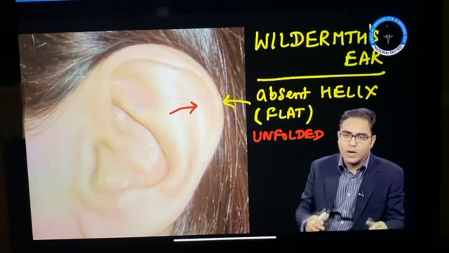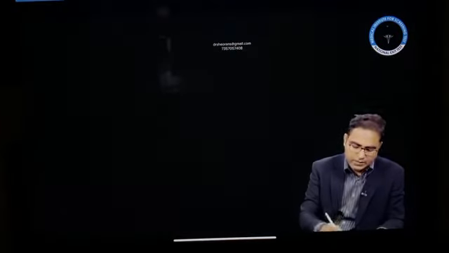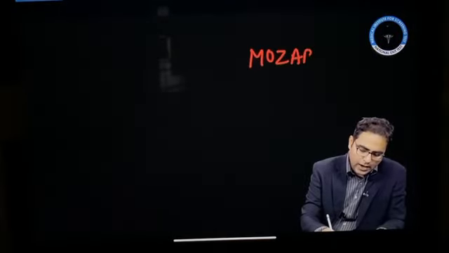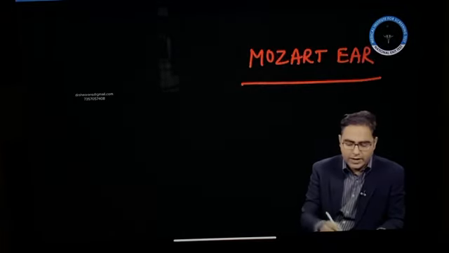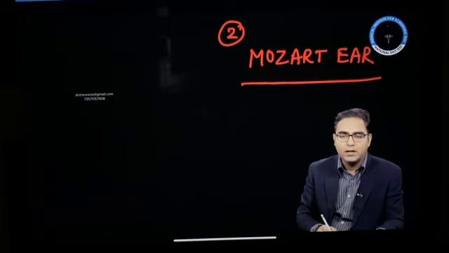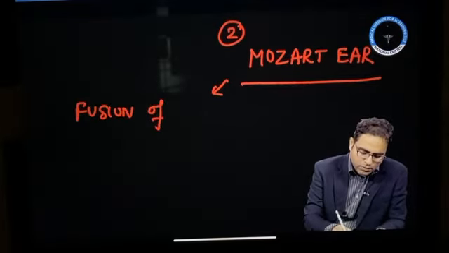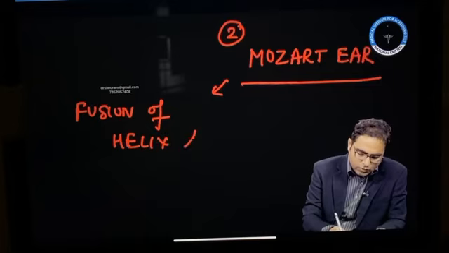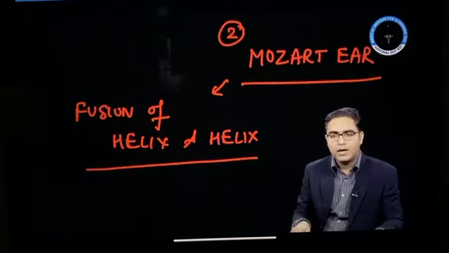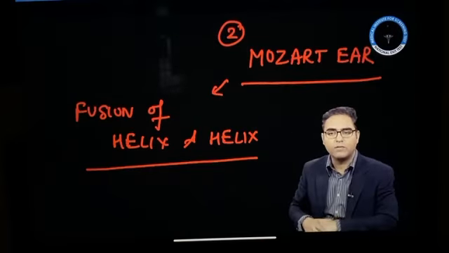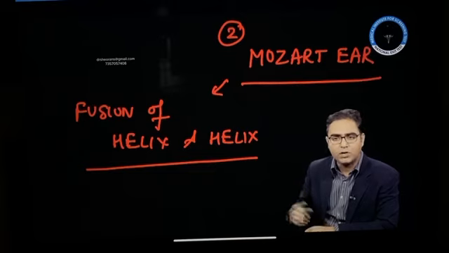Number 2, another deformity of the shape of the pinna since birth is called Mozart ear, M-O-Z-A-R-T. Mozart ear is the second other abnormality of shape of pinna. It is fusion of helix and anti-helix. Mozart was a very famous musician from Austria, and probably it is named after him. He used to have very long hair, probably to cover his pinna, which was not good.